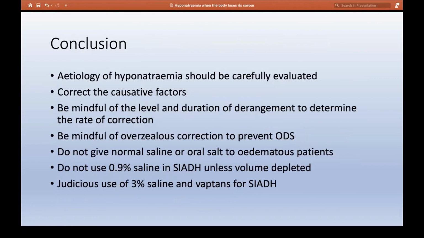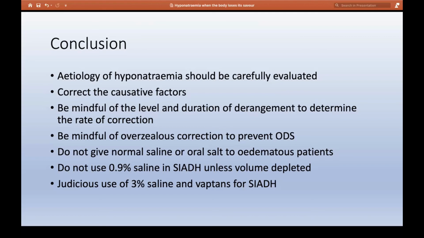So hyponatremia should be evaluated carefully: correct the causative factors, be mindful of the level and duration of derangement and the rate of correction, as we discussed. Be careful not to overcorrect. You may be doing it with good intention, but do not make the treatment more grievous than the disease itself. One of the points in medical ethics and medical professionalism.